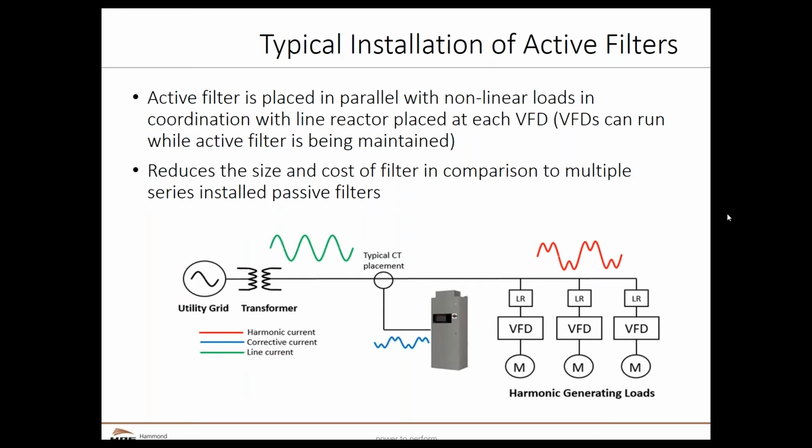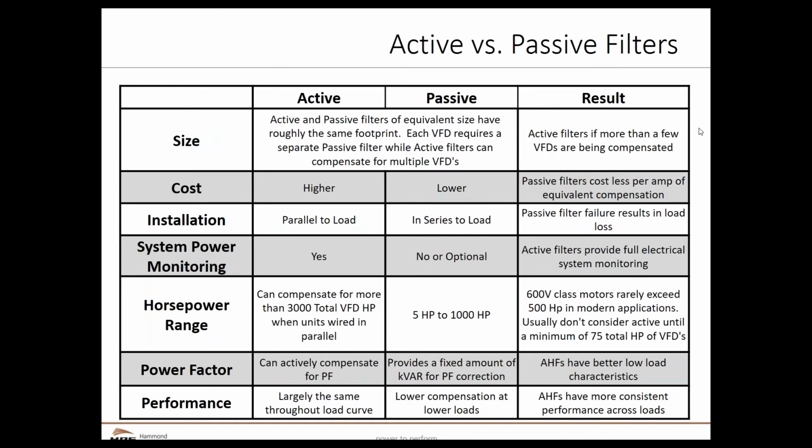Line reactors help mitigate a portion of the current harmonics for less cost per amp than an active harmonic filter. But the line reactors cannot mitigate the total harmonic current distortion to below 5%. For that, the active harmonic filter is needed. This chart details some of the differences between passive and active filters.